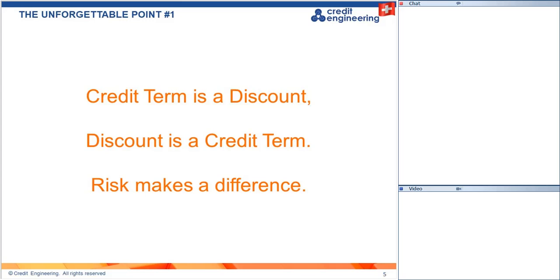The answer is just as obvious. So again, payment term is a discount. Discount is a payment term, just like that.